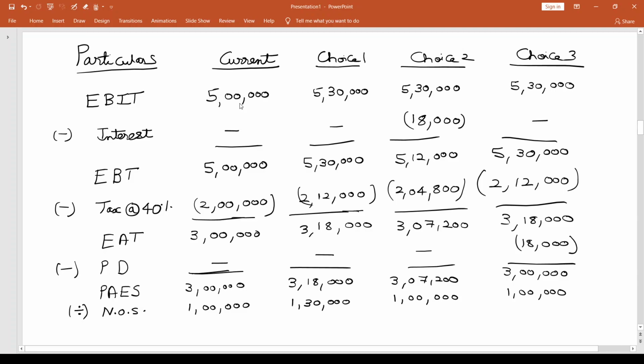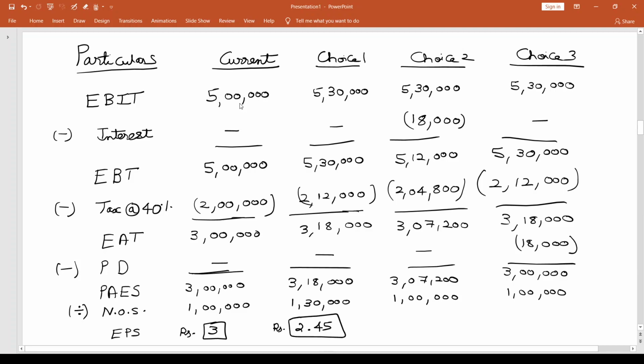So profit available to equity shareholders is also called earnings for the equity shareholders. If I divide that by the number of shares, I get my earnings per share. So as of now, currently it is 3 rupees, and when I go to choice 1, it is going to be 3,18,000 divided by 1,30,000. That is going to be 2.45 rupees.